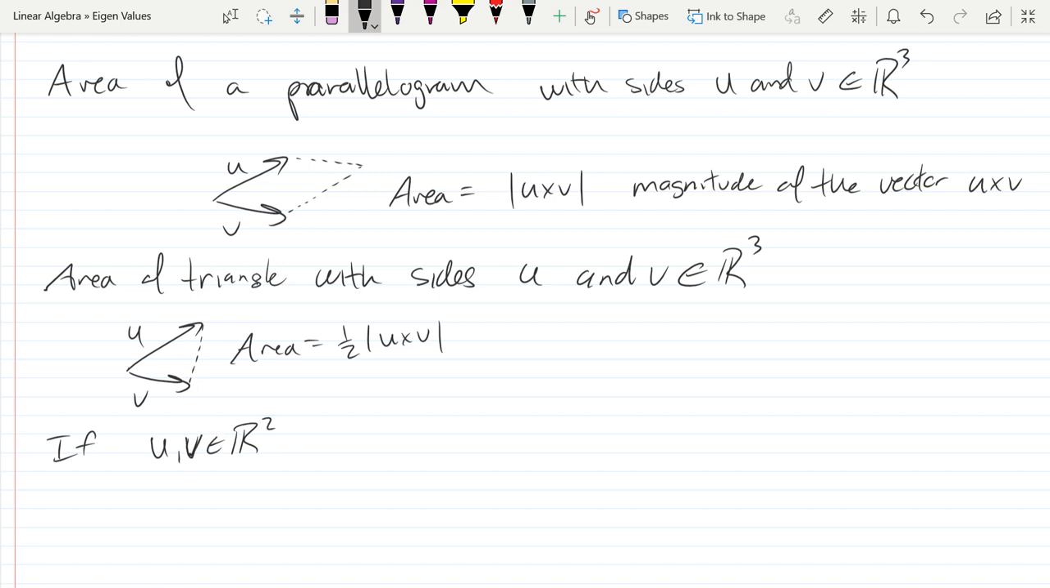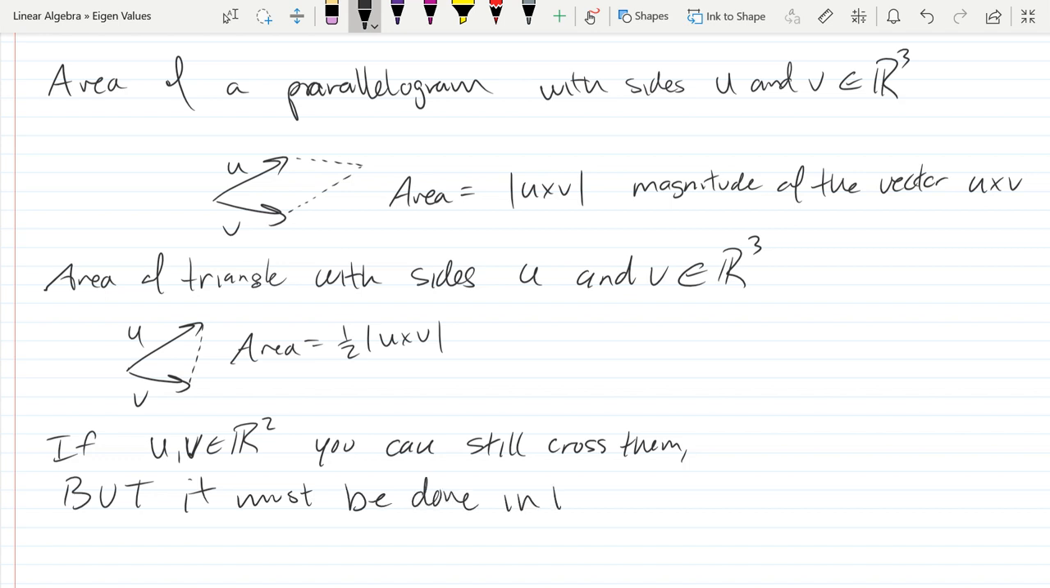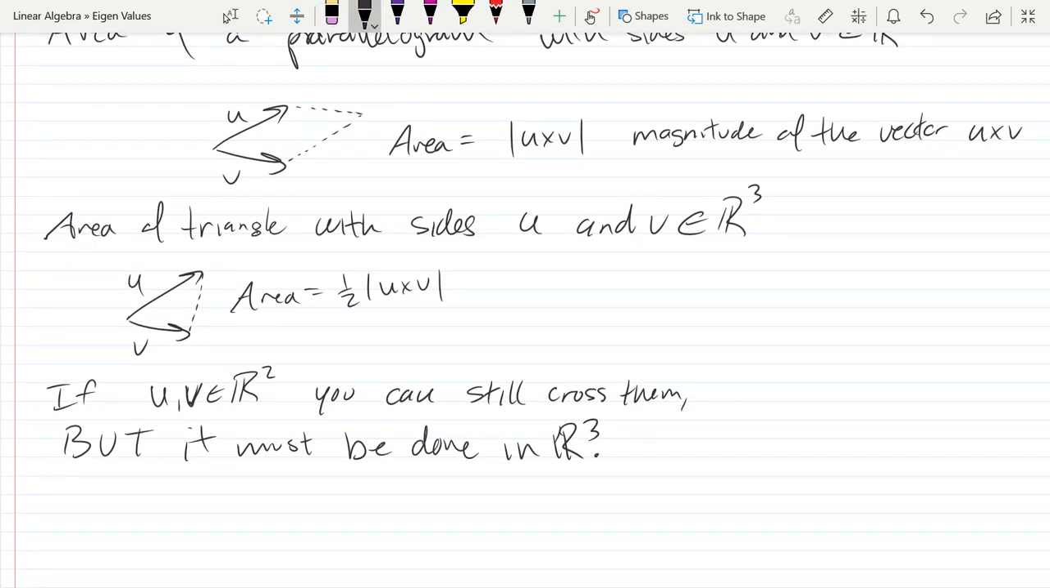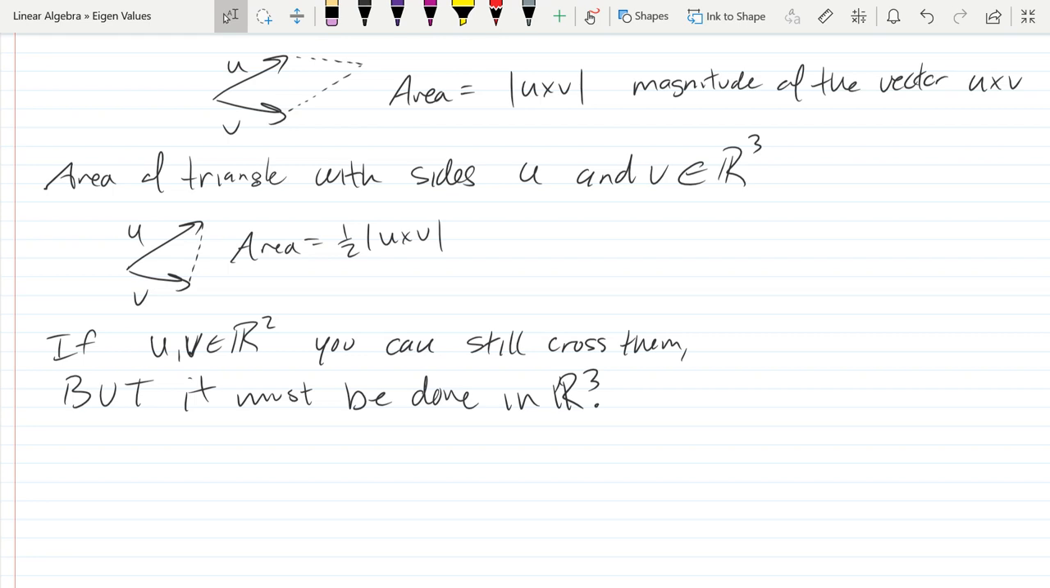So if u and v are in R2, you can still get a cross product, but you have to do it in R3. So what we're going to do is called an immersion, not a submersion. We're going to take these vectors from R2 and put them into R3. We're going to do it in a very easy way.